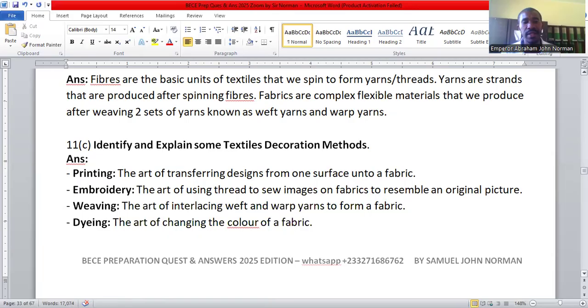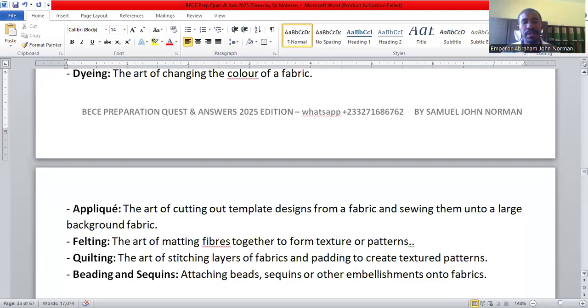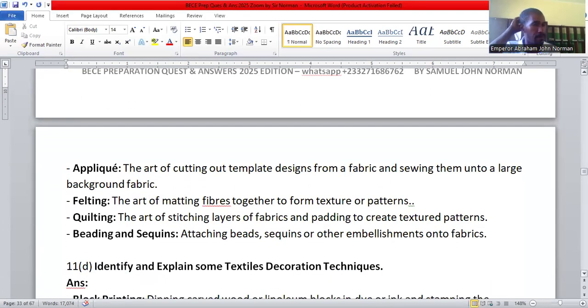Then we also have dyeing, which is the art of changing the color of a fabric. So these are some of the methods of decorating fabric. We also have another method of decorating fabric we call applique, which is the art of cutting out template designs from a fabric and sewing them onto a large background fabric. That is applique.